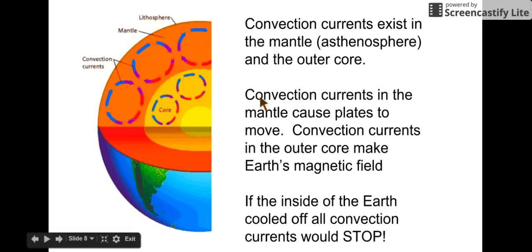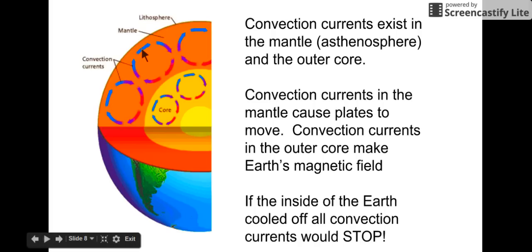These convection currents that are inside of the asthenosphere, we're going to find out that they're what's responsible for moving the surface of the earth around. We're going to learn that there are these things called plates that sit on these convection currents right here.